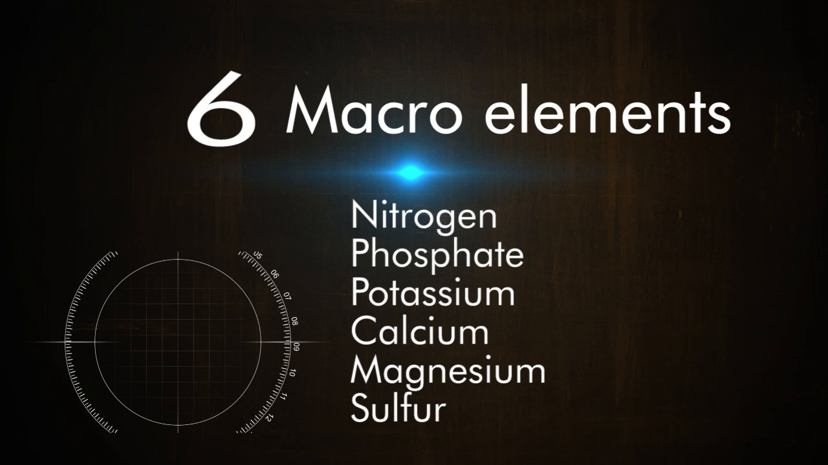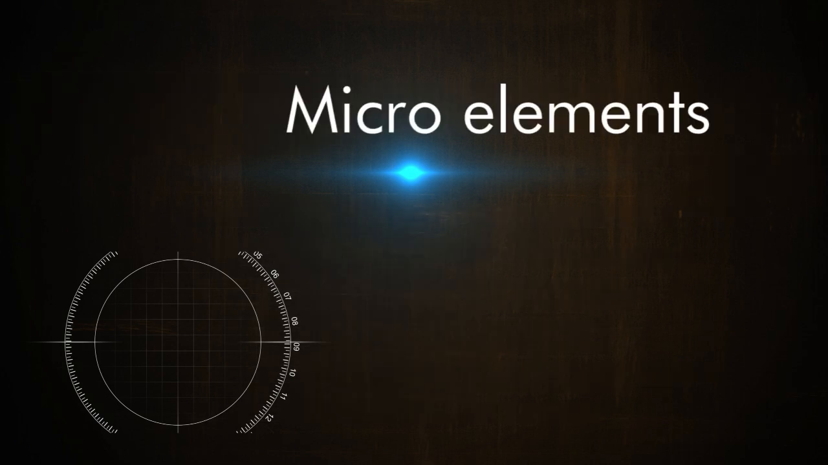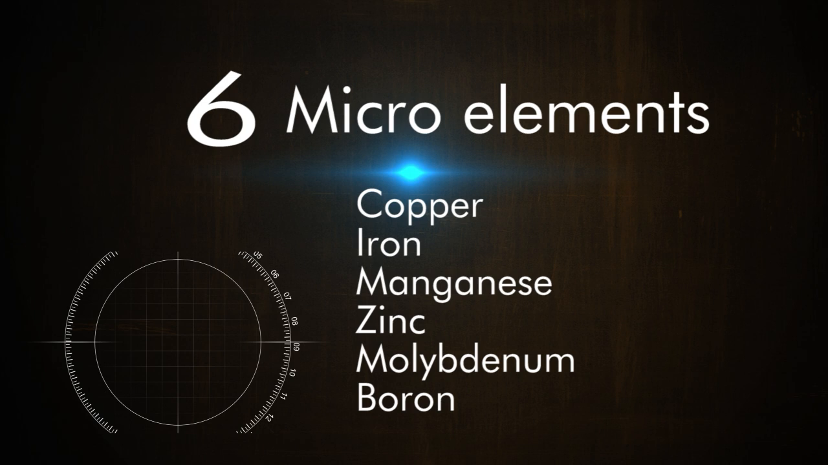The minerals that the plant takes up in small quantities are known as microelements, and the plant needs the following: copper, iron, manganese, zinc, molybdenum, and boron.